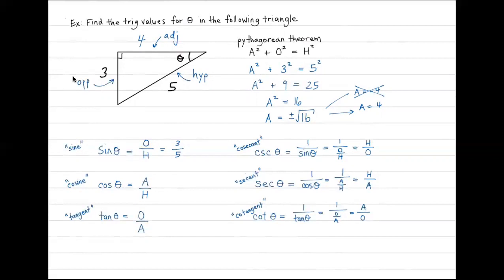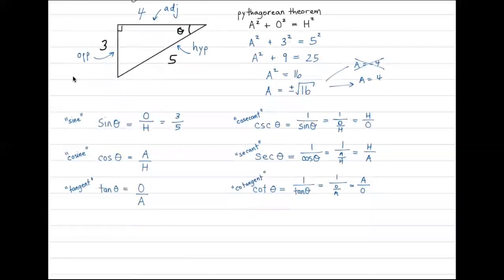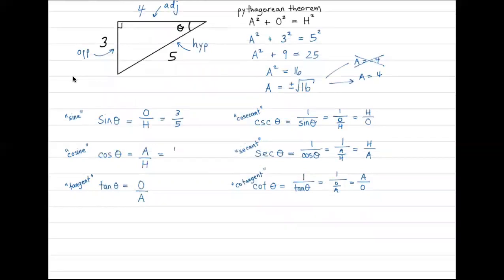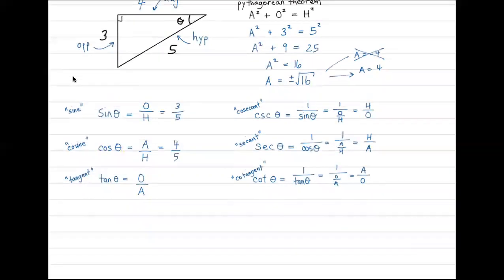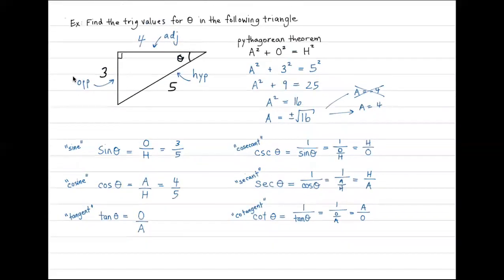Now the cosine, it says, is adjacent over hypotenuse. So when I plug in values there, it's going to end up being 4 over 5. Sorry, I'm kind of scrolling over. I'll try to not do that. The opposite over adjacent is going to end up being 3 over 4. So that's the tan. Now over here on this side, the cosecant is hypotenuse over opposite.